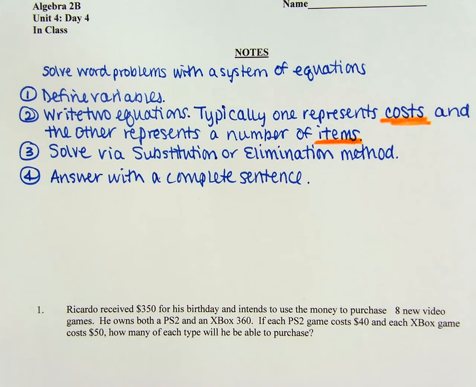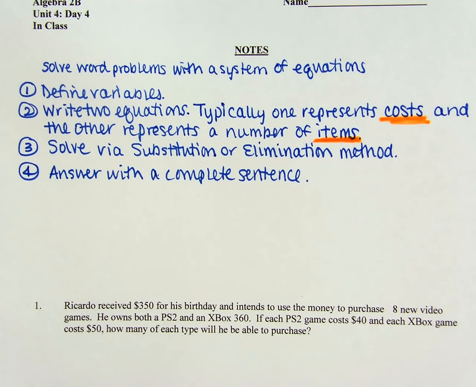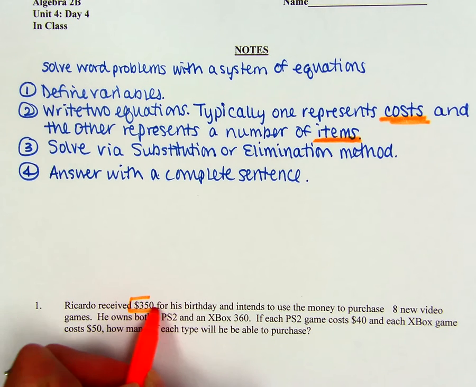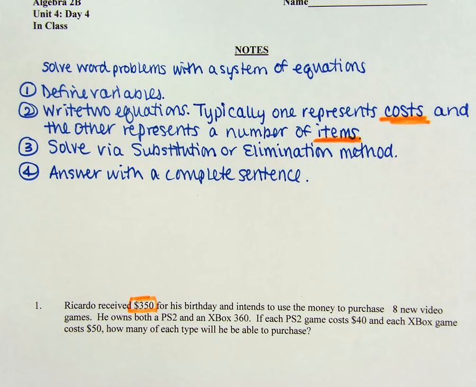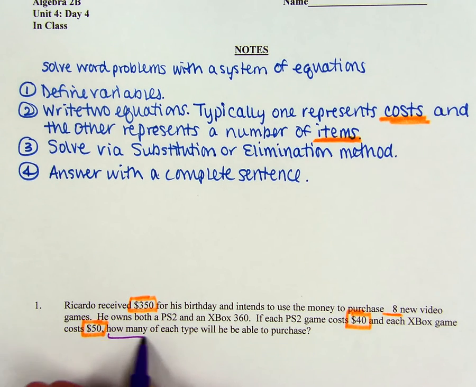All right, problem number one. It says Ricardo received $350 for his birthday, and he intends to use the money to purchase 8 new video games. He owns both a PS2 and an Xbox 360. If each PS2 game costs $40 and each Xbox game costs $50, how many of each type will he be able to purchase? So there should be two unknowns. What are we looking for? How many of each type?